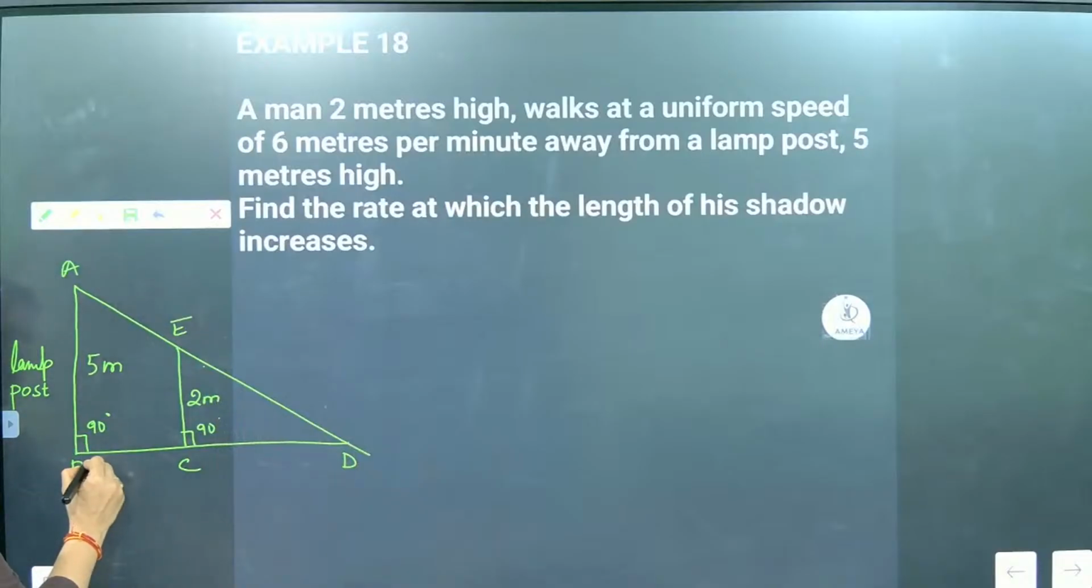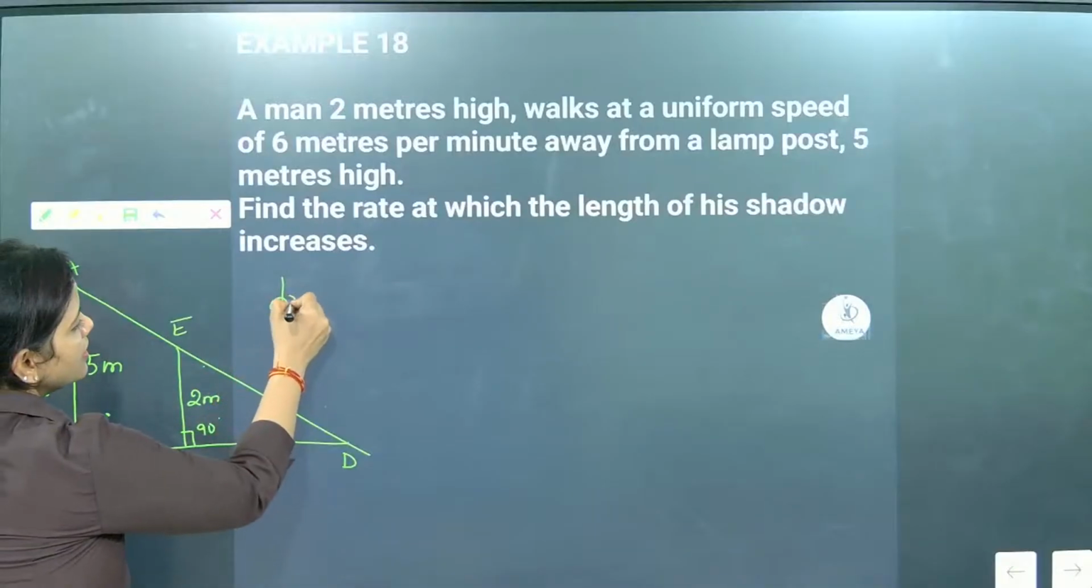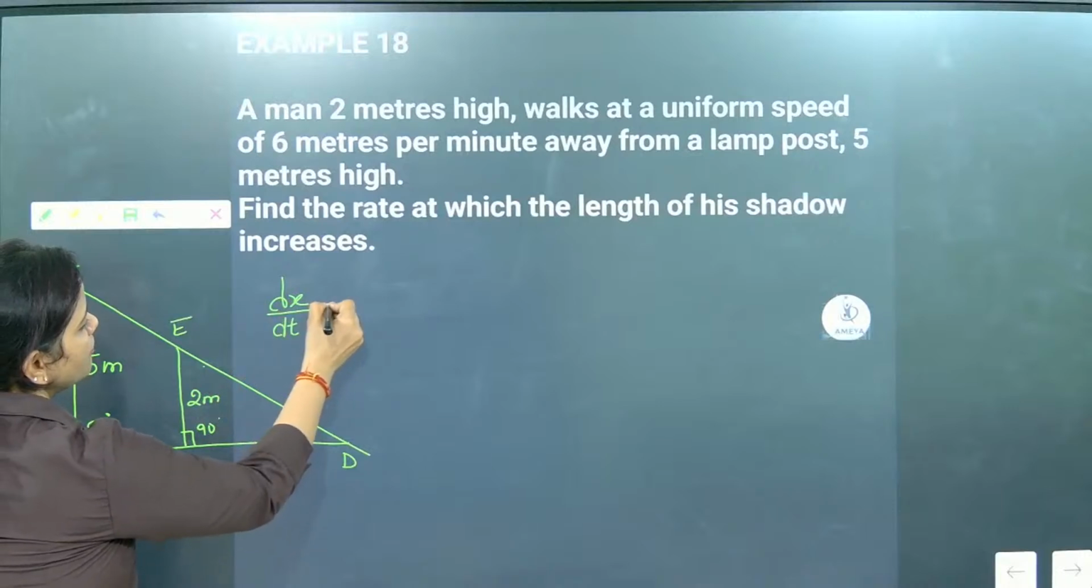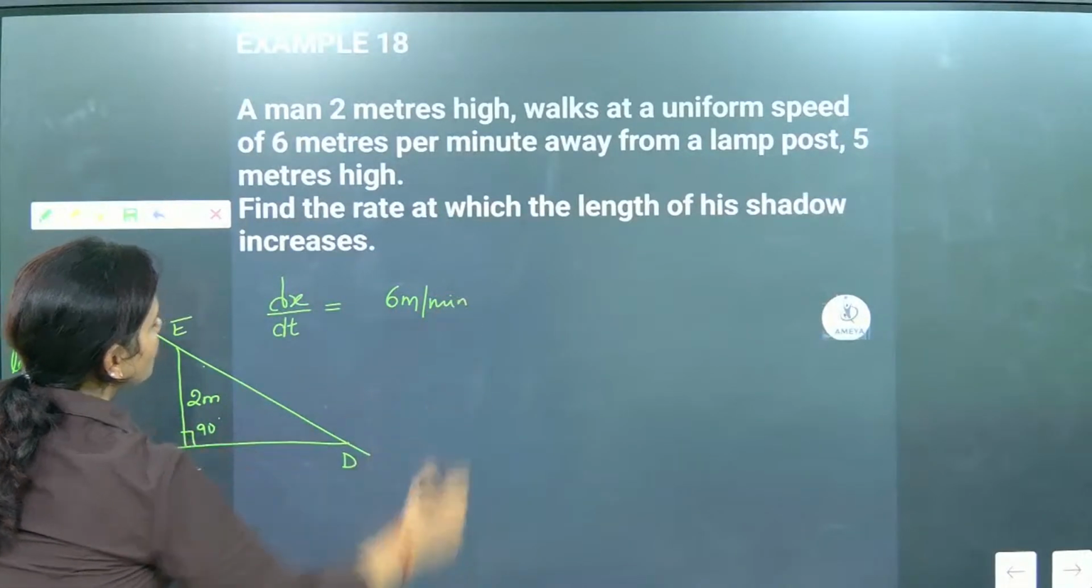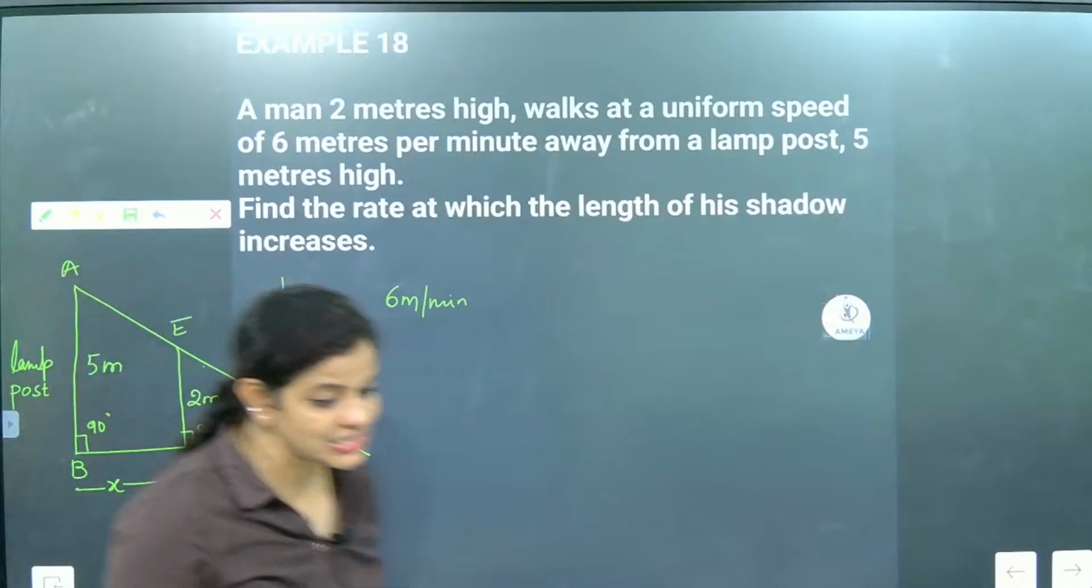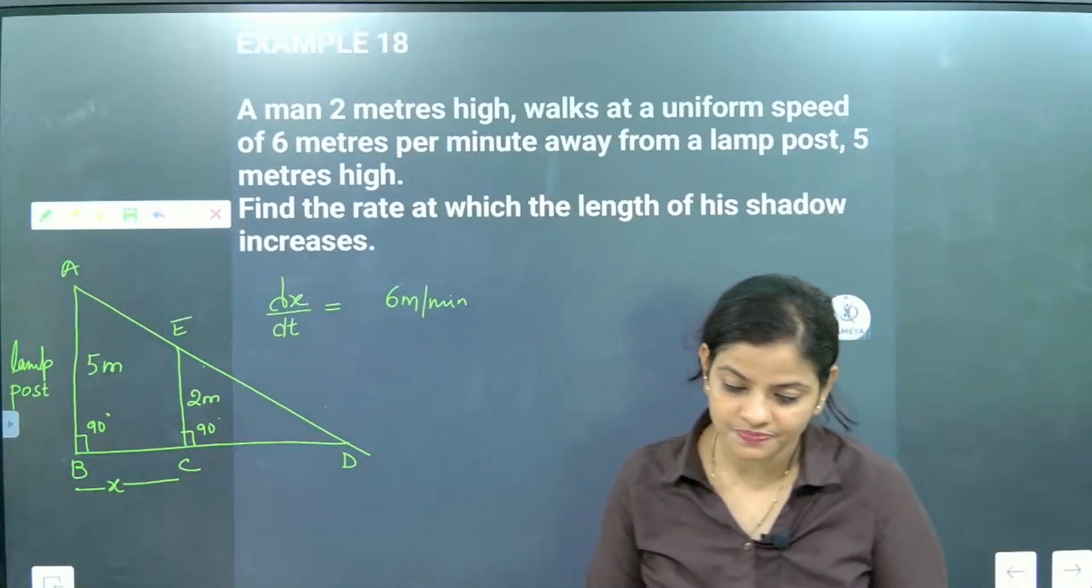But beta, this distance we are going to consider as x. The distance we are going to consider here is x. So the rate with which the man is passing here, dx by dt, will be equal to 6 meter per minute.